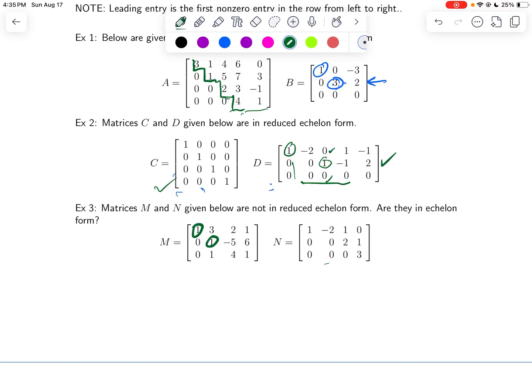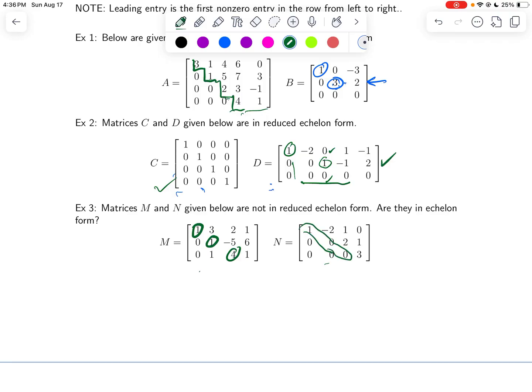And in here the leading entry will be this one. So below the diagonal, do we have all zeros now? No, we don't. So this is not in echelon form, and not in reduced echelon form. So remember, a matrix may be in echelon form and it may not be in reduced echelon form. But if it is in reduced echelon form, it means it is in echelon form.